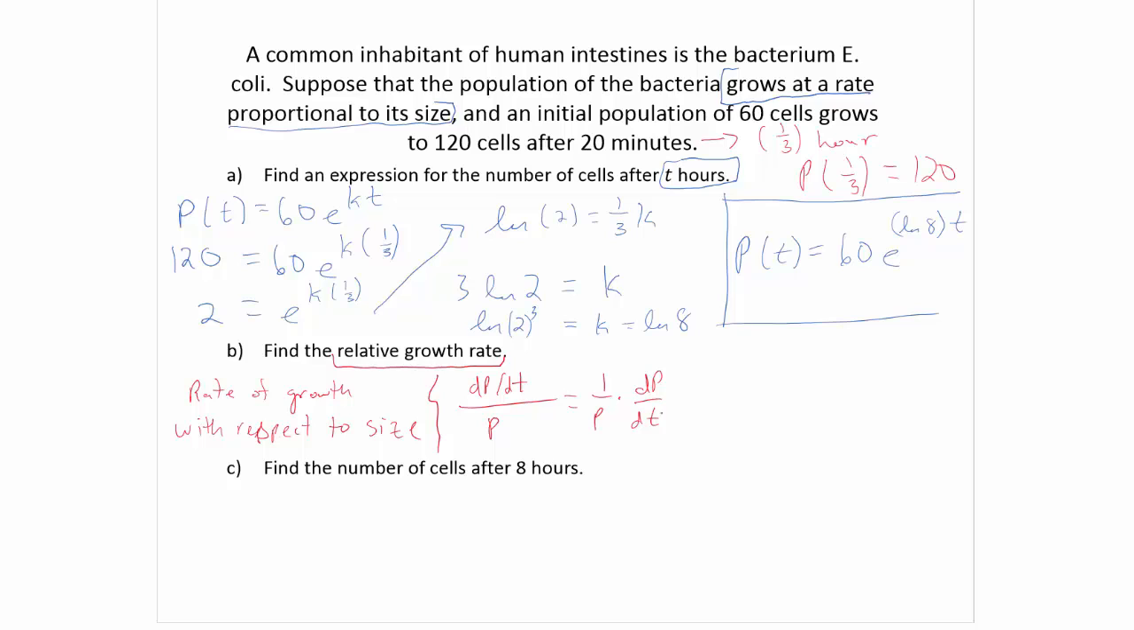Now, if we remember what we started with in the previous slide, that differential equation was dp dt is equal to kp. And so if I rewrite that a little bit, if I multiply through by 1 over p, that's the same as 1 over p times dp dt is equal to k. So the 1 over p dp dt is the relative growth rate, is k. So the relative growth rate, k, is natural log 8.